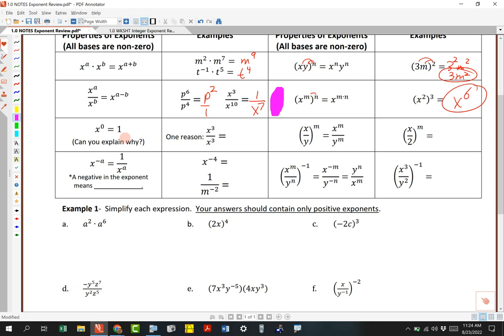So here's one reason for that. If I use this rule up above, this would be x to the 3 minus 3. That would be x to the 0, so that would be a 1. And the reason it's a 1 is because we have the same thing on the top as we have on the bottom, and same thing divided by same thing is always going to give us a 1. So there's one reason. Okay, can anybody come up with another reason?